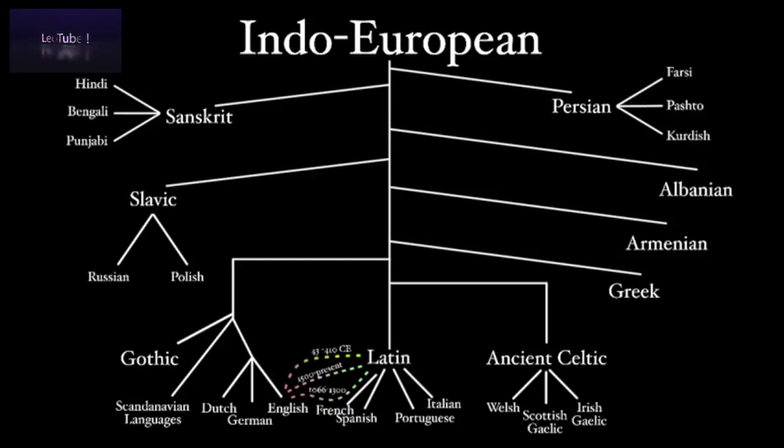As each group broke off from the other, specific changes occurred in the vowels and consonants that created the different languages that we have today. But it's pretty amazing that all of this originated with a small group of people. We don't know where, but most likely around 6,000 years ago.